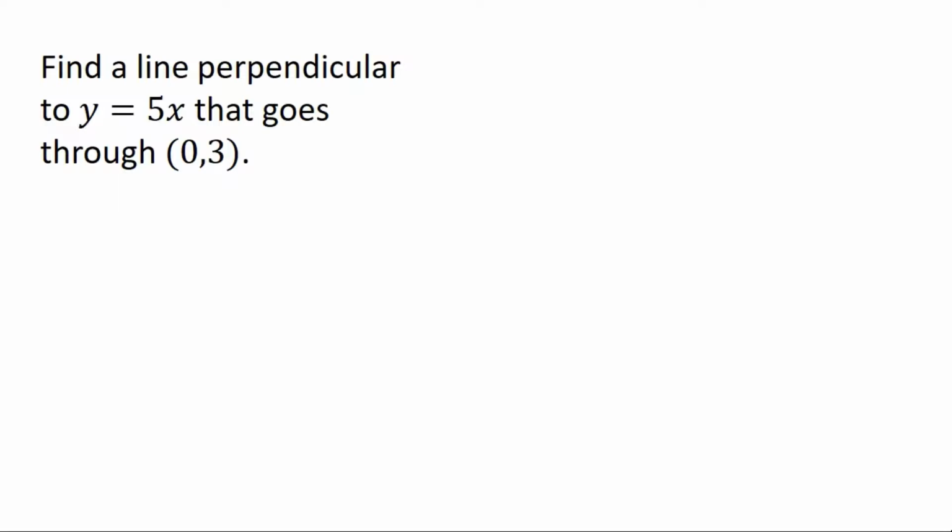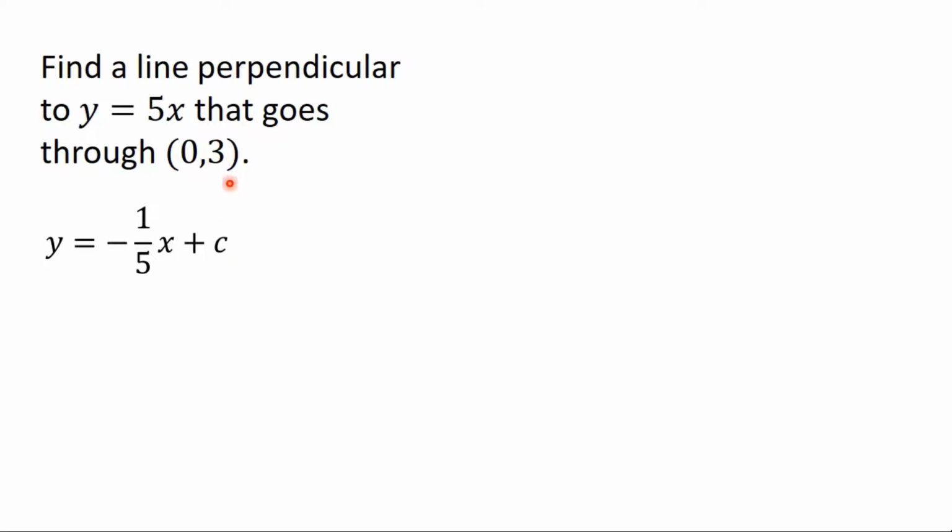So in questions, we're often slightly more specific than that. We'll say find a line perpendicular to y equals 5x that goes through 0, 3. Because there will be a unique line that is perpendicular to y equals 5x that goes through a given coordinate. Now I know from my work on the last slide that my gradient is going to have to be negative a fifth. So I know that it's going to be y equals negative a fifth x plus something. I just need to work out what that something is.